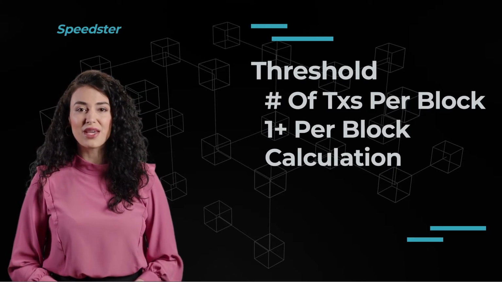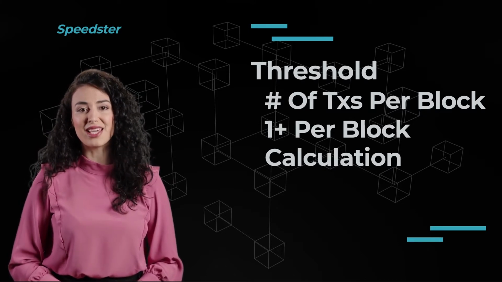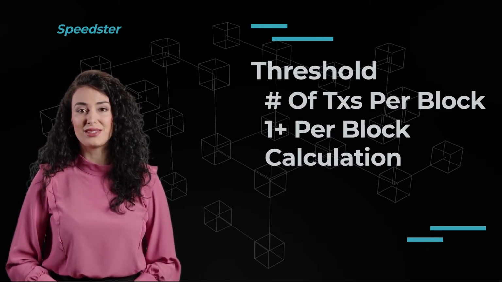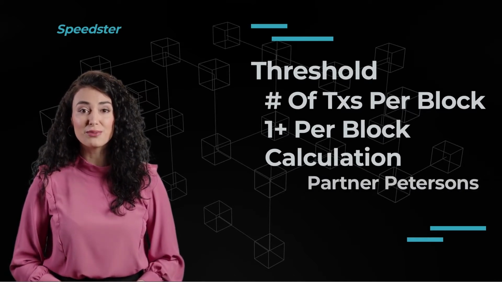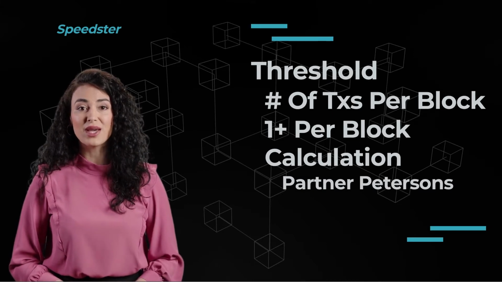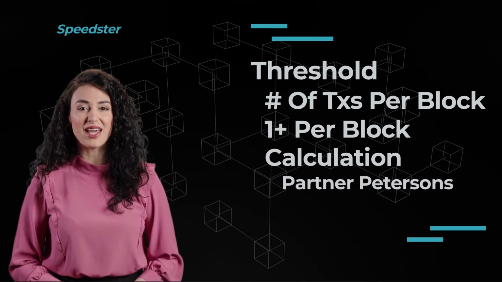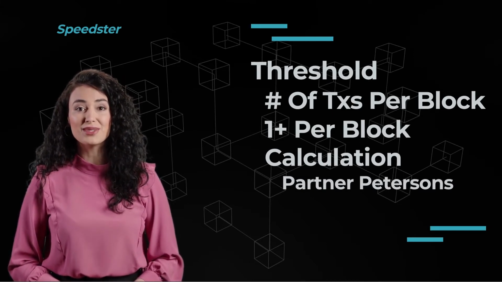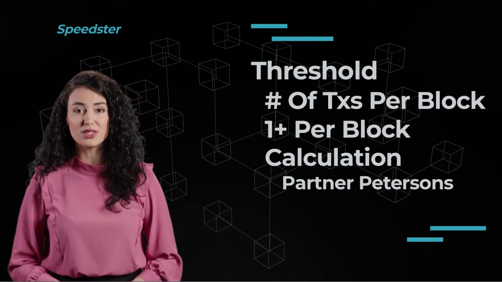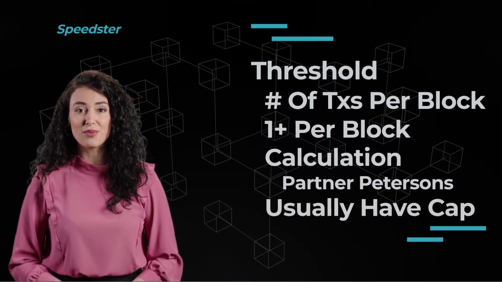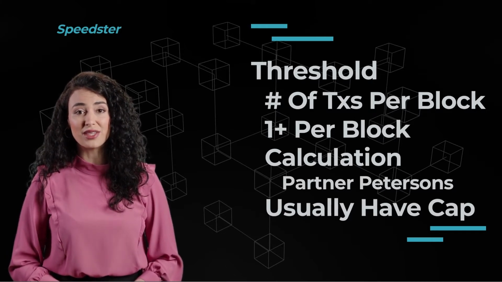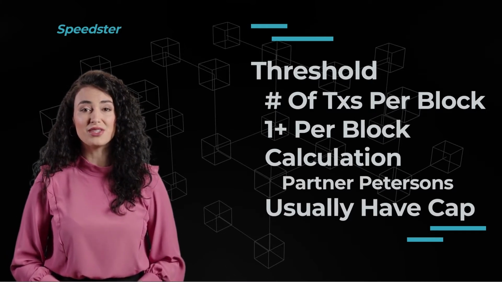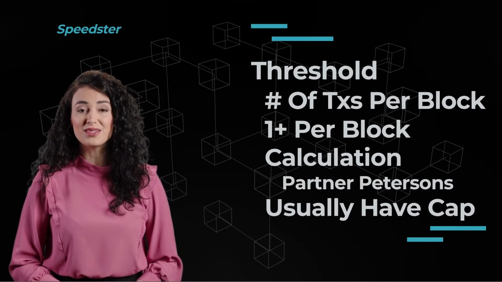When the dynamic block size system is used, the size of a block would be calculated using the sum, and in some implementations, a combination of partner Petersons of transactions within the block. A given transaction can have more or less weight on the sum based on its type. A threshold would generally have an absolute maximum or a minimum value that can be set, speedsters being free to update the threshold within a specific range, as we will touch on later in this video.